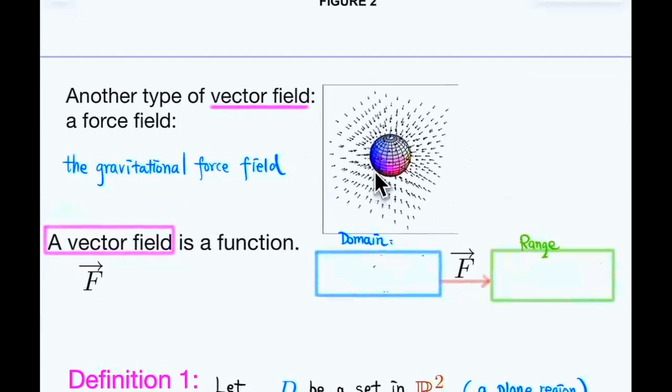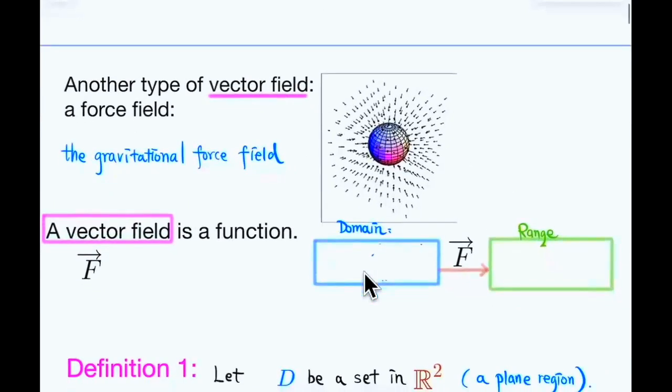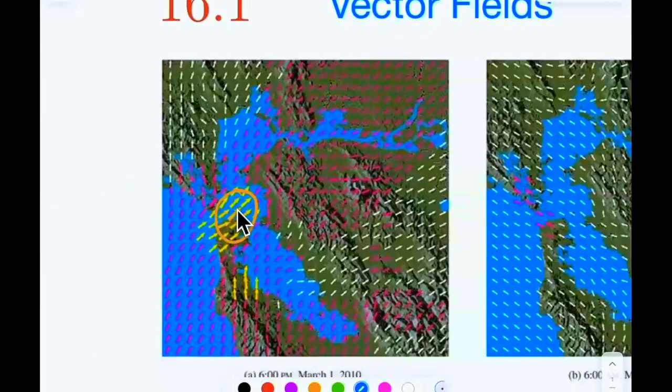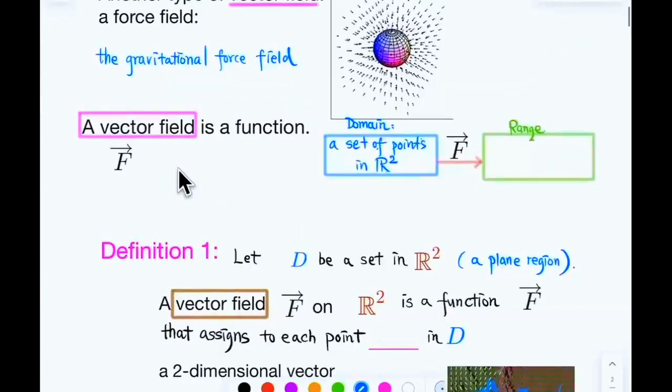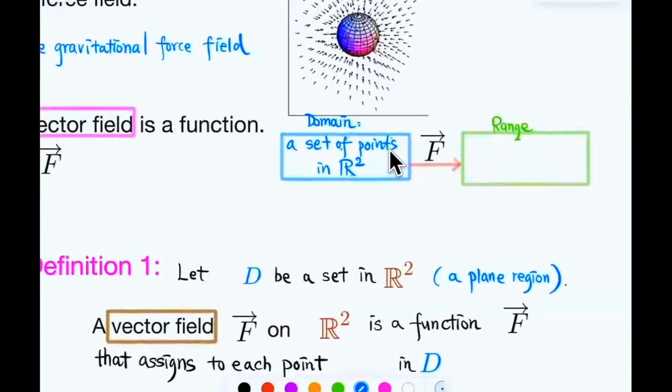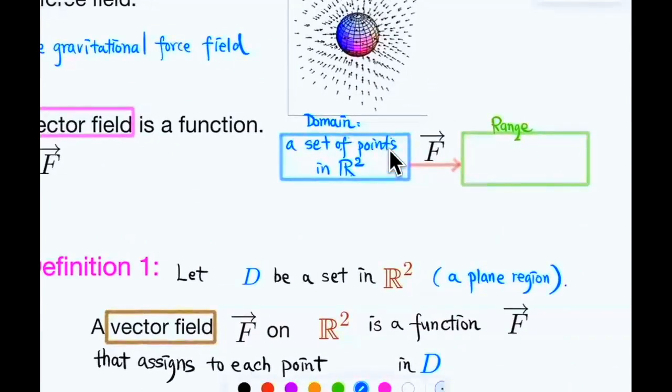So the domain of a vector field. What's the domain of a vector field? The domain of a vector field could be a set of points in R2. Let's write down. For example, what we had before, remember this one right here. The domain for the vector field is every point on this square over here, right? And what is the range for that one? The range of that is a set of vectors in V2.